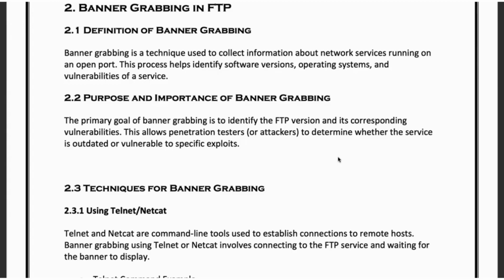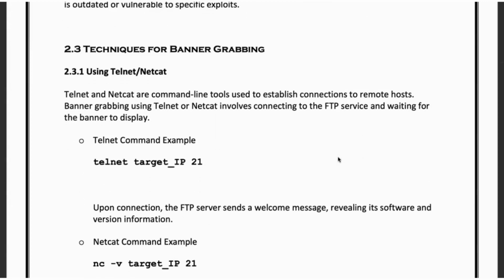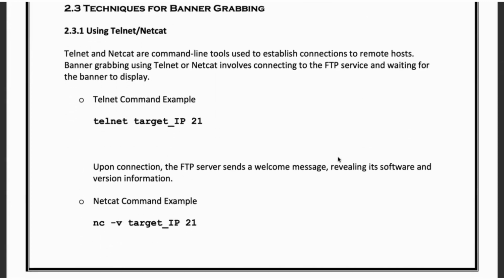Banner grabbing will help you to identify all those, right? So we have two tools available. I will show you in my lab. First is telnet. You can easily launch the command telnet with your target IP and port number 21. This is a simple command you can use. And if you want to use the netcat command, then you can type nc space hyphen v for verbosity, the target IP, and then port number 21.